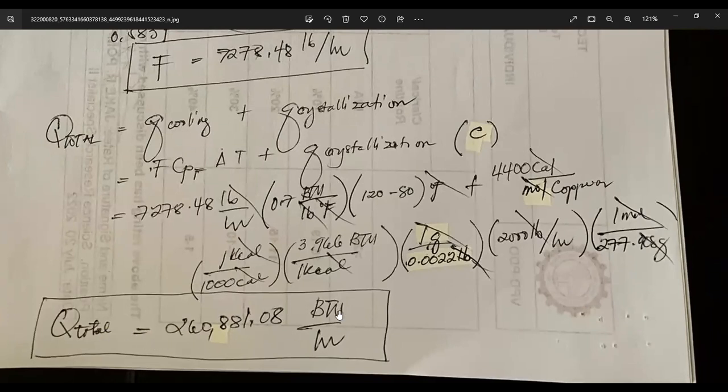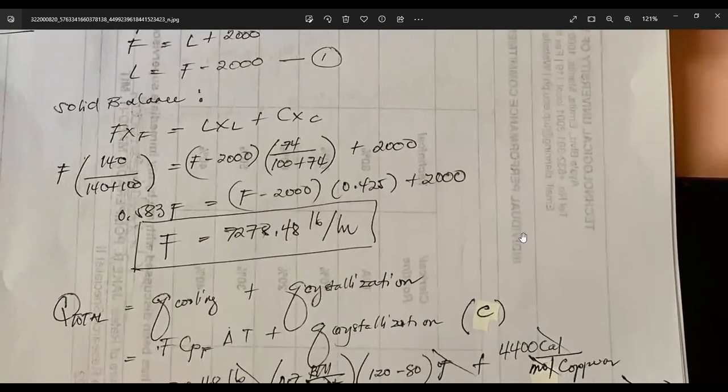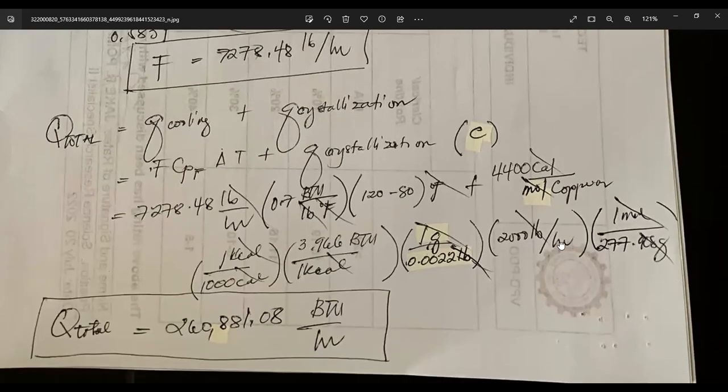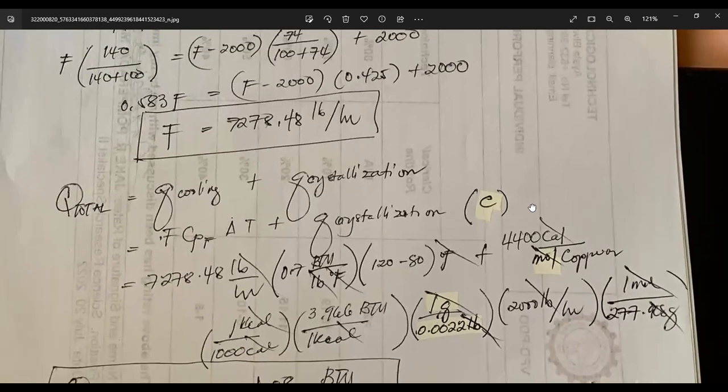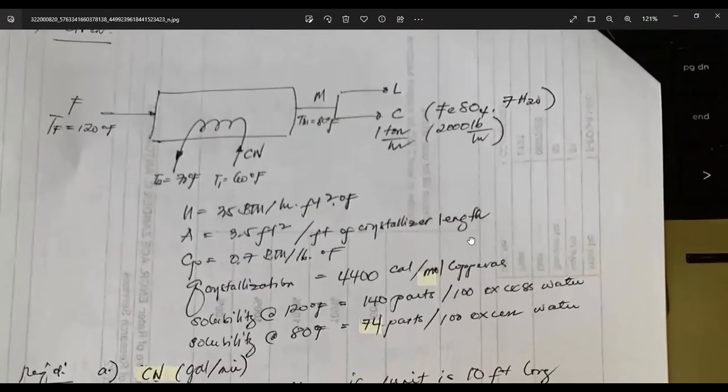So your Q total in this case is 260,881.08 BTU per pound. And you get to answer the third and the last question first in this case. Once you have this Q, I think you know what to do. You need to equate it to the amount of water that is needed to, of course, produce the crystal for the cooling of your solution here, your feed.